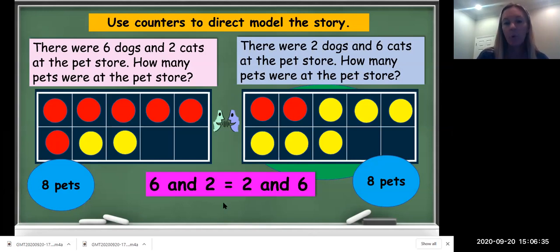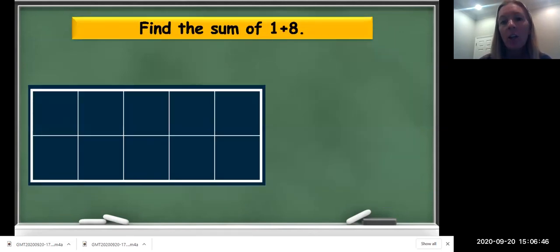So 6 plus 2 equals 2 plus 6. And you can see the same numbers, they're just in a different order. So you guys are going to go ahead and wipe your boards down, and you're going to solve this one. 1 plus 8. Go ahead, friends. You can pause me.